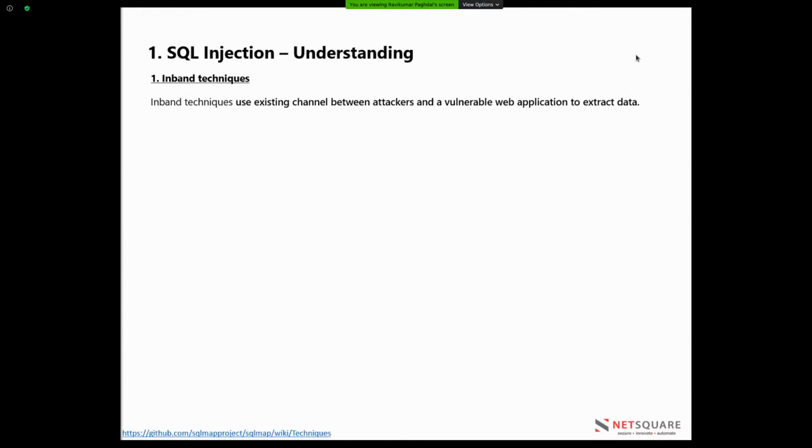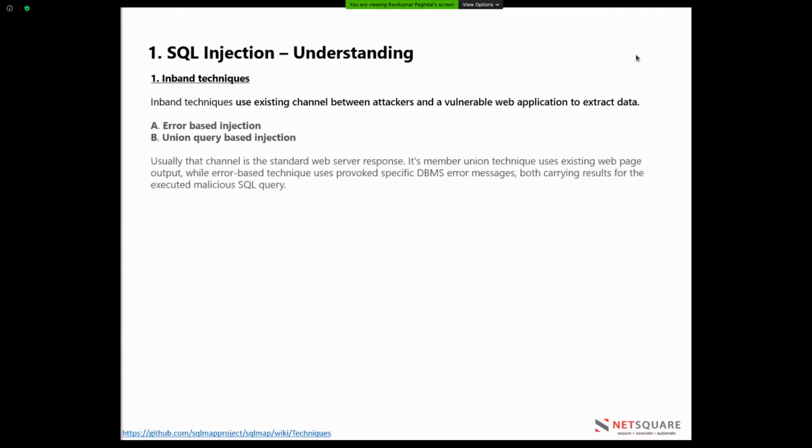So first, let's understand what in-band is. The in-band technique uses the existing channel between the attacker and the vulnerable web application to extract data. It's similar to sending any request to the server side, and the server responds through the same channel with the same response. In this category there are two subcategories, error-based injection and union-based injection. Usually this channel is the standard web server response.